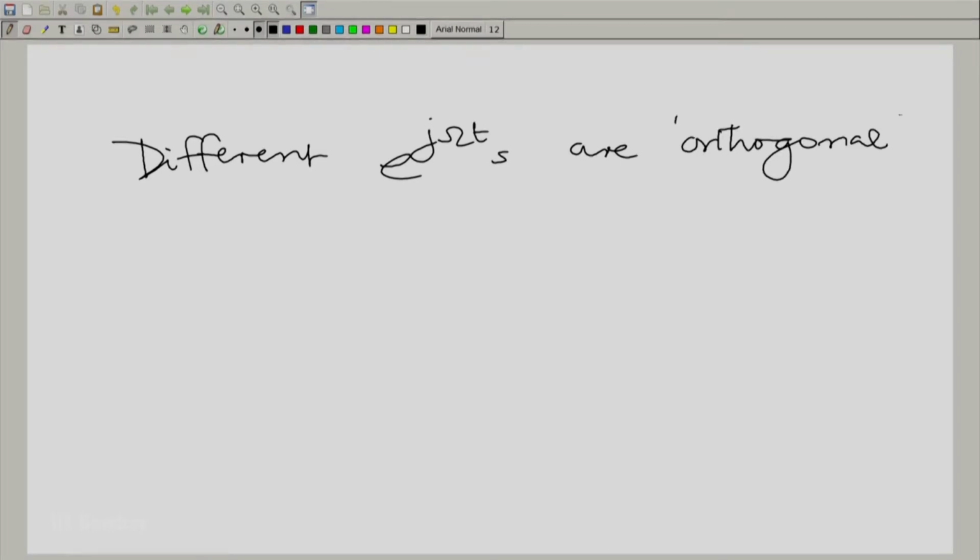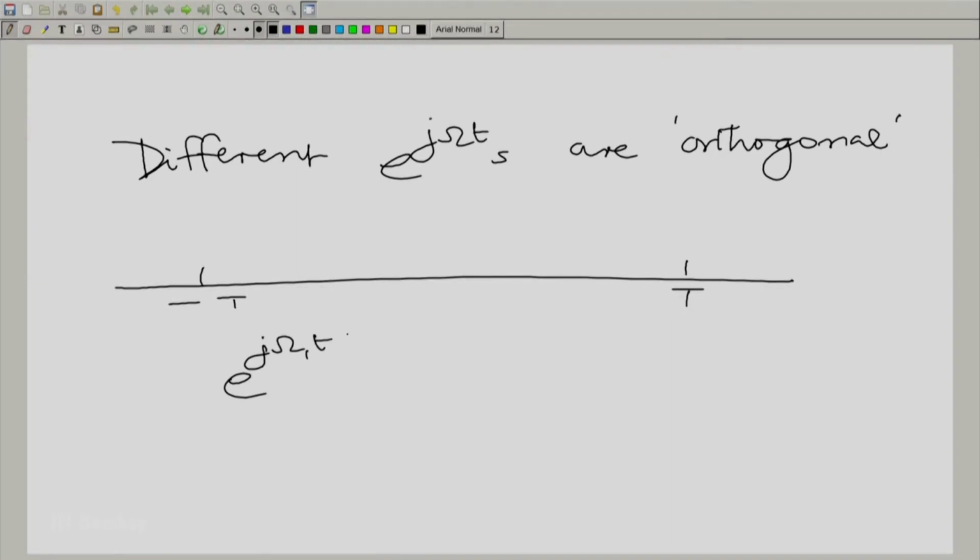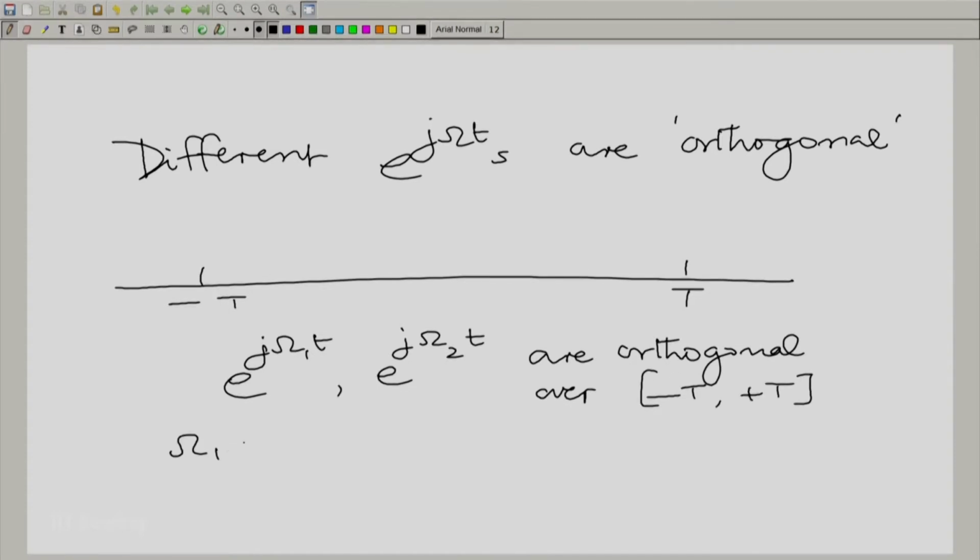So, in the previous session we had seen the following. We had identified that different frequencies, different e raised to the power j omega t, are orthogonal, and we had reasoned it in the following way. We started with an interval from minus T to plus T, and we established that e raised to the power j omega 1 t and e raised to the power j omega 2 t are orthogonal over this interval, with omega 1 equal to k times 2 pi by 2T and omega 2 equal to L times the same spacing.